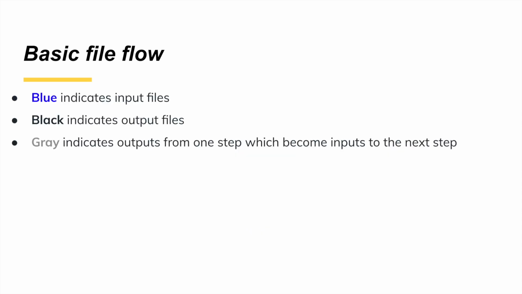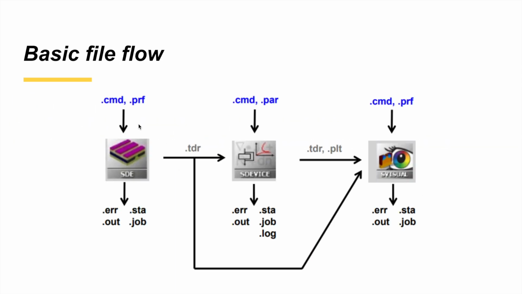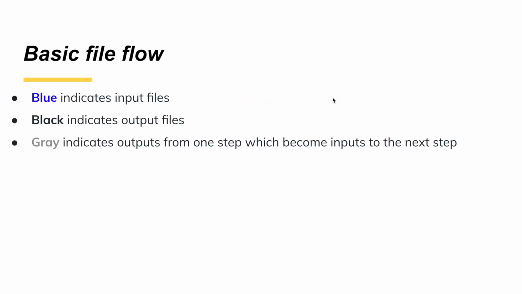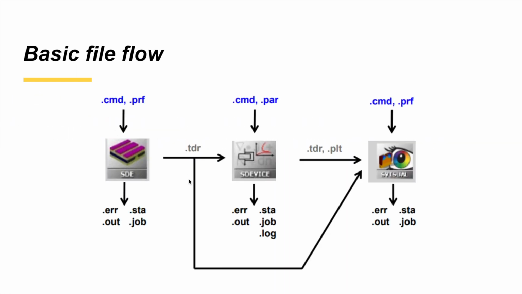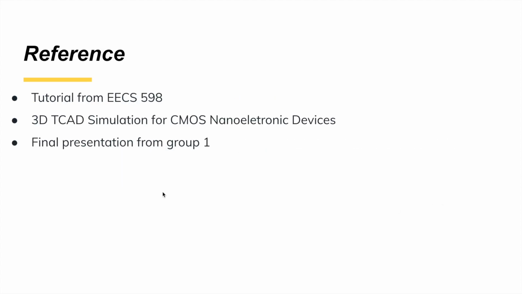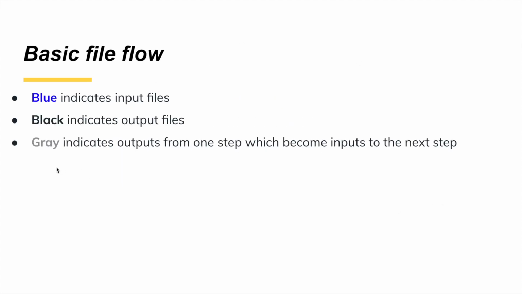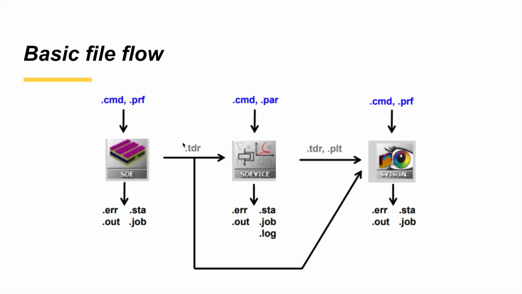For this chart, the blue indicates the input files, so the input files are these. The black indicates the output files, so the output files are these files. And the gray indicates the outputs from one step which become input to the next step. It's the TDR file and the PLT file.